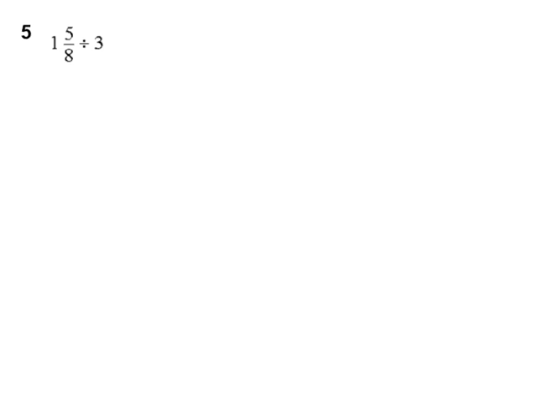Question 5, we have the division of a mixed fraction by a whole number. Same process. We can change those mixed numbers to improper fractions, and we can divide by 3, which of course is 3 over 1.